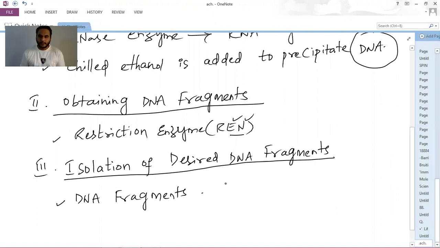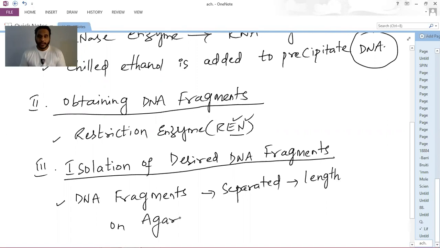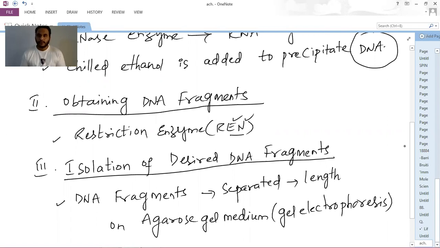DNA fragments get separated. The DNA fragments are separated based on their length on agarose gel medium. The process is gel electrophoresis.